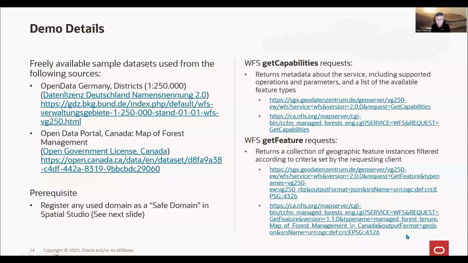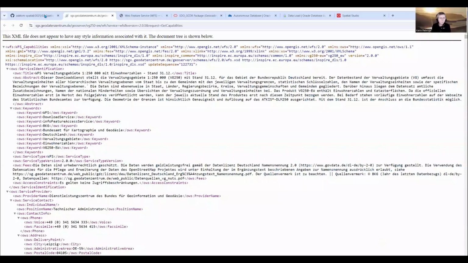Similarly, it applies for the second service, based on the XML response I'm getting from that GetCapabilities request to this Canadian service. I defined the different parameters like type name, which is here managed forest tenure, and a second type, so two layers put together. The output format again is GeoJSON, and the coordinate system is again 4326. And let me go back to this one.